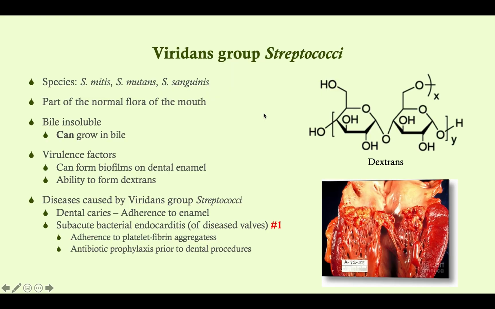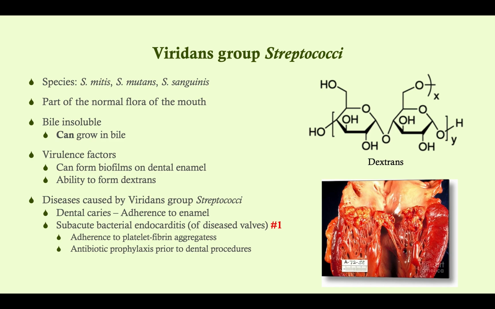All right, Viridans group strep. So there are 3 species that are important: Strep mitis, Strep mutans, and Strep sanguinis. Viridans group strep are part of the normal flora of the mouth, so it's very important when you're talking about dental procedures. It is bile insoluble, and it does this by hydrolyzing a component called esculin. That is not important for our purposes here, but it is a tidbit that can come up on the test, so I bring it up.